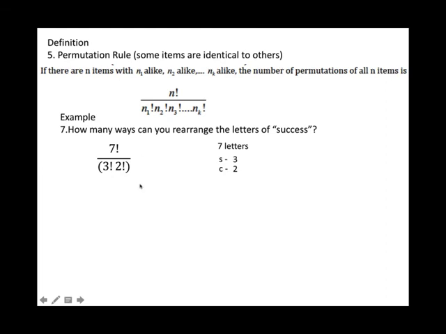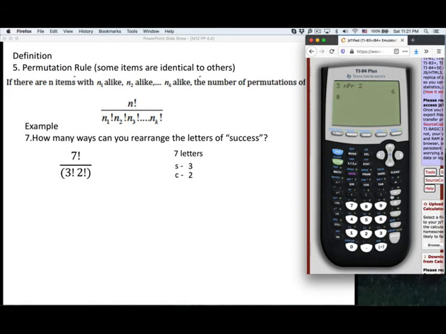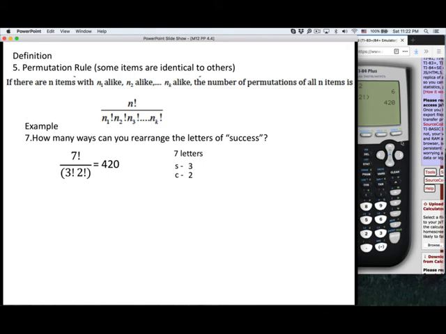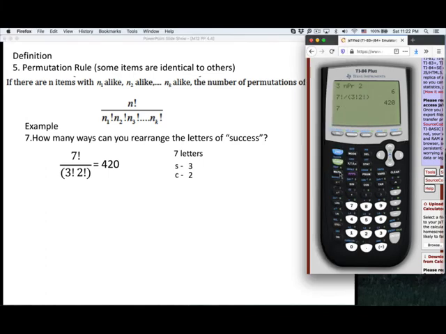When you use the calculator, you're gonna do 7, math, probability, factorial, divided by parentheses 3 factorial times 2 factorial. Close it. Make sure you do have parentheses in here, and then enter. So that will be 420. Make sure you don't skip the parentheses.